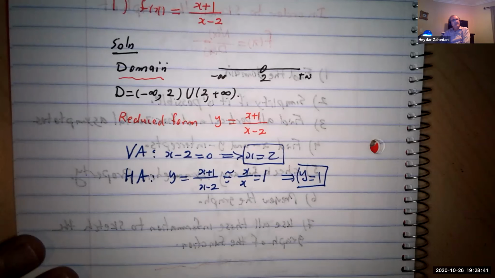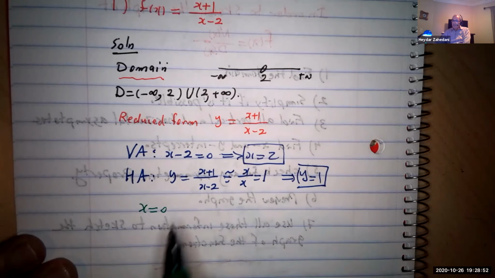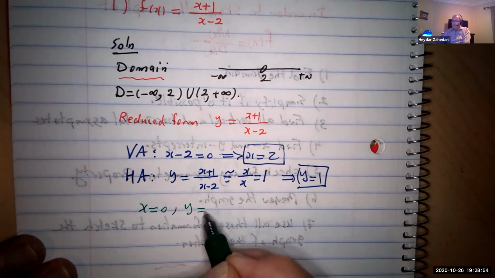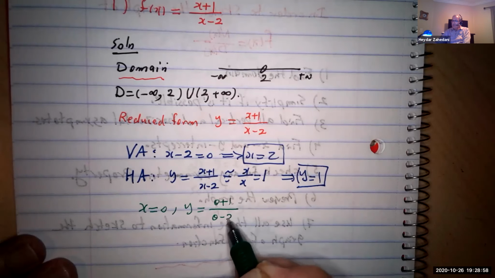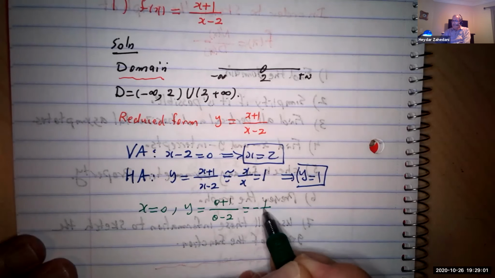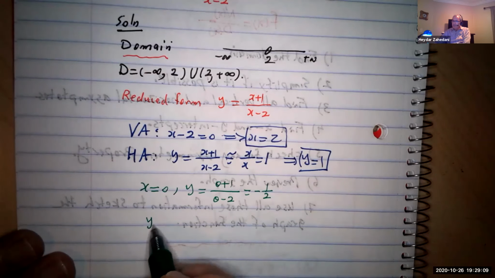Intercepts. You replace x by 0, you get the y. You replace y by 0, we get the x. Okay, x equal to 0. Then y would be equal to 0 plus 1 over 0 minus 2. So that gives you negative half. Okay, that is the y-intercept.